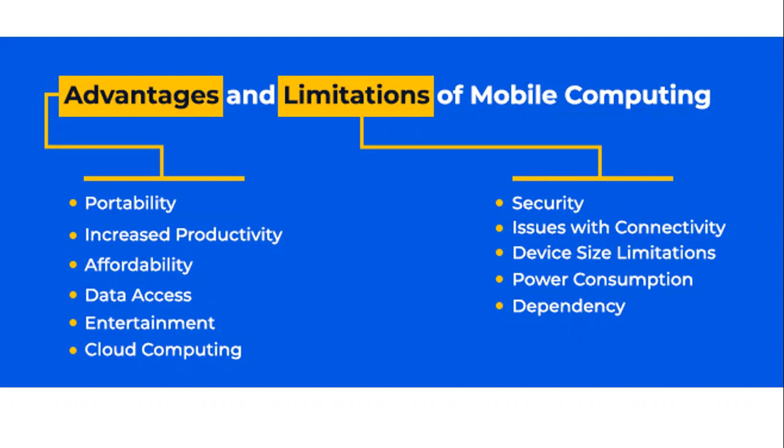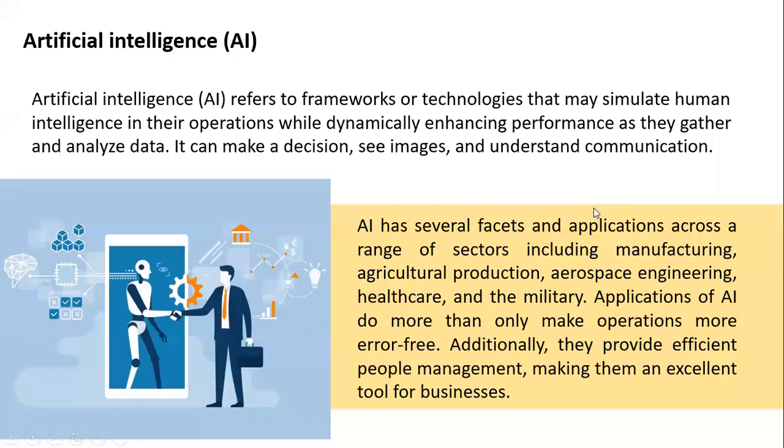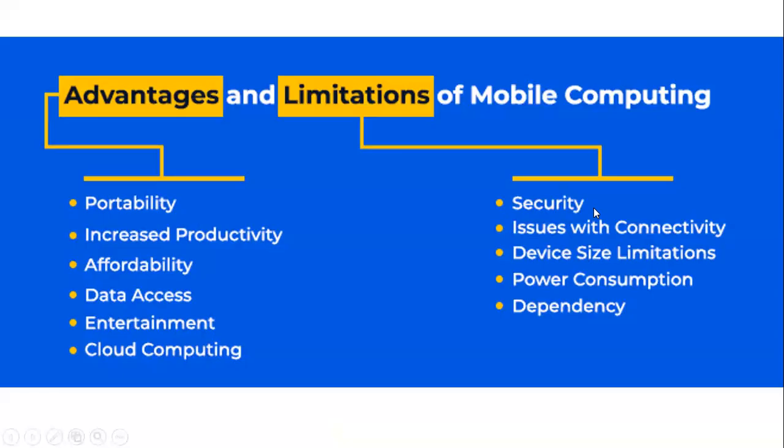Dependency means it completely depends on the internet connection and the power source. So if either of these two is not reachable, the service will not be efficient. So those are the limitations, children. Okay, so that is about mobile computing. Do you have any more questions about mobile computing?